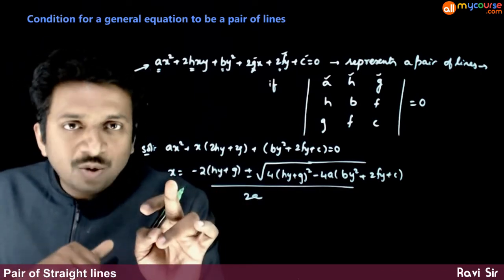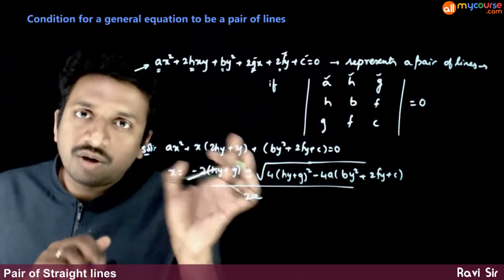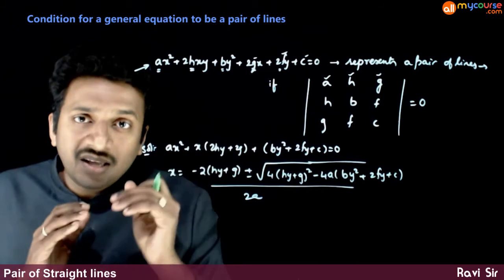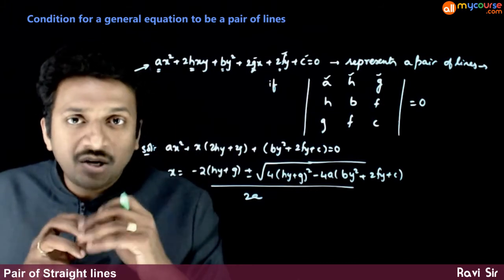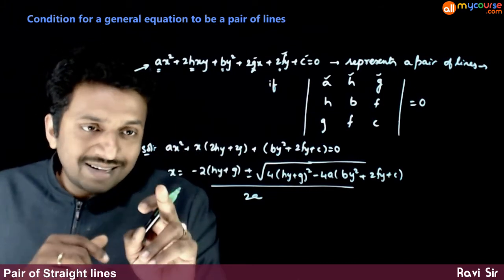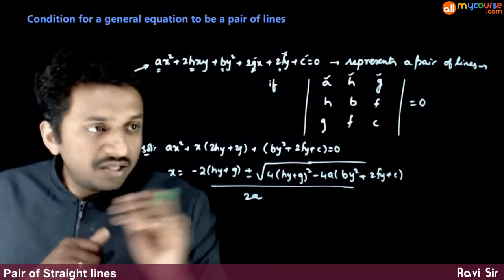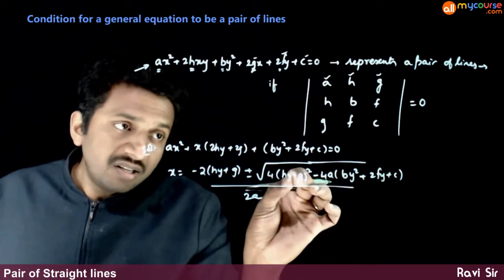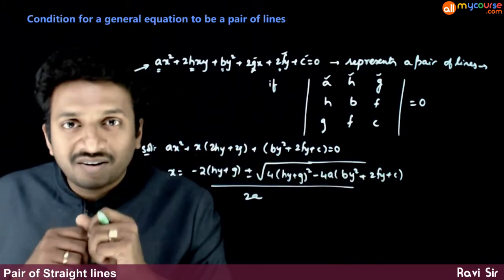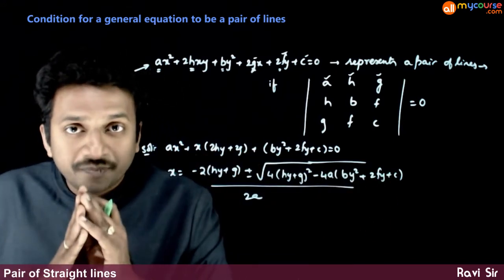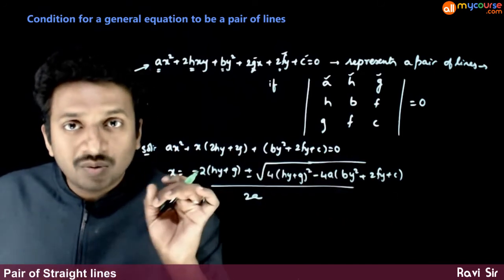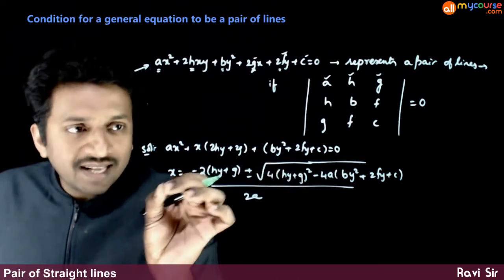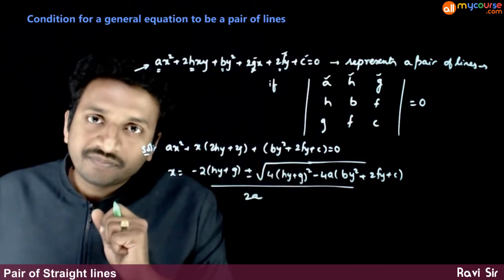So if x has to be a linear function of y, that means if this has to be able to be separated into two factors, then x has to be a linear of y. So this expression in y has to be a perfect square. We have discussed in the previous question also. If the expression inside the square root is a perfect square, then the square root gets eliminated and you get x as a linear of y.